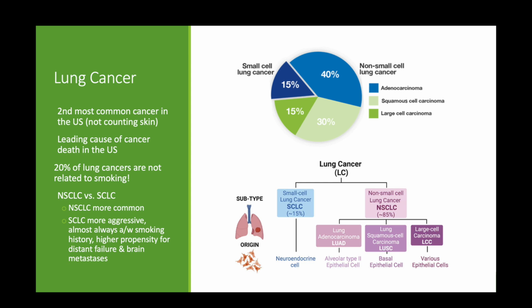Very broadly, lung cancer is divided into two different types based on histology, and these are small cell versus non-small cell lung cancers. Small cell lung cancer accounts for only around 15% of lung primaries, and it represents a neuroendocrine cell tumor, a high-grade neuroendocrine tumor. Small cell lung cancers tend to be more aggressive, and they have a much higher propensity for distant failure, especially brain metastases, as compared to non-small cell lung cancers. Small cell lung cancers are also almost always associated with cigarette smoking.